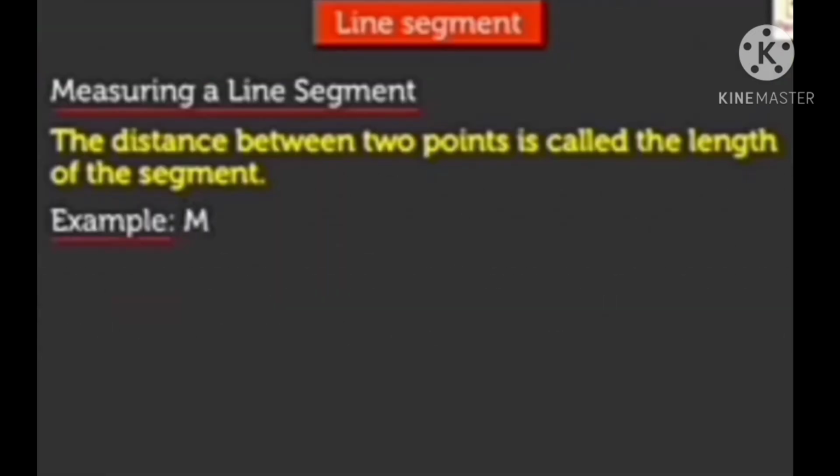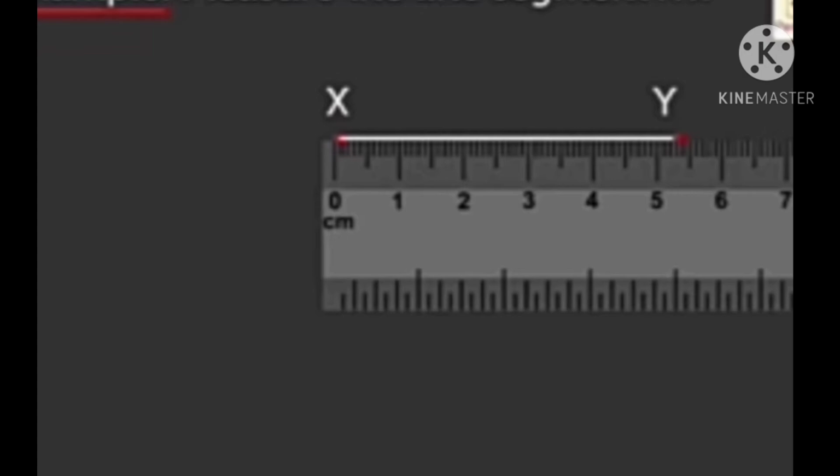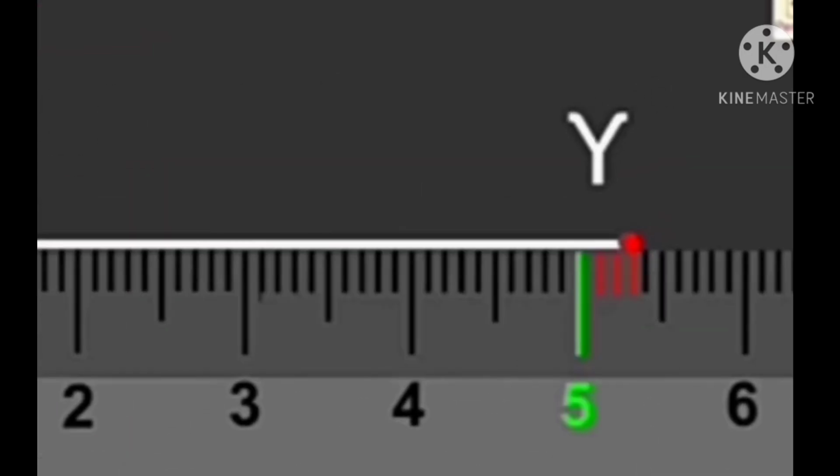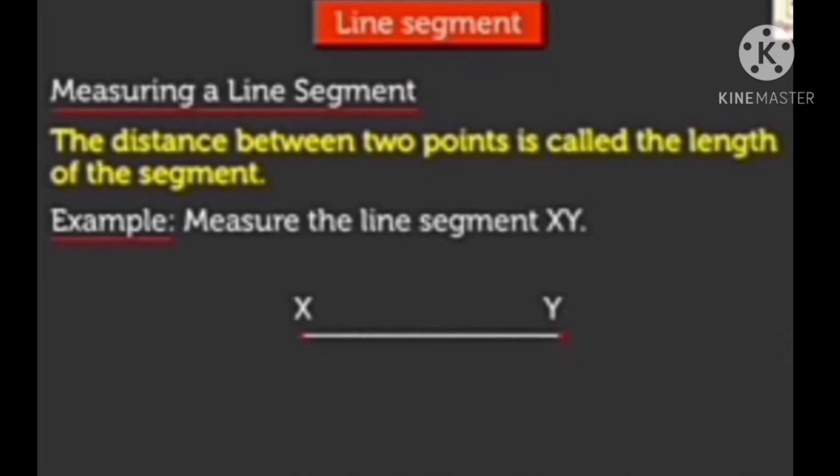Let's take an example. Suppose we want to measure the length of XY. So we place the scale from X to Y. Here it can be easily seen that its length is 5.3 centimeters. So this is how we can measure any line segment by using a measuring tool.